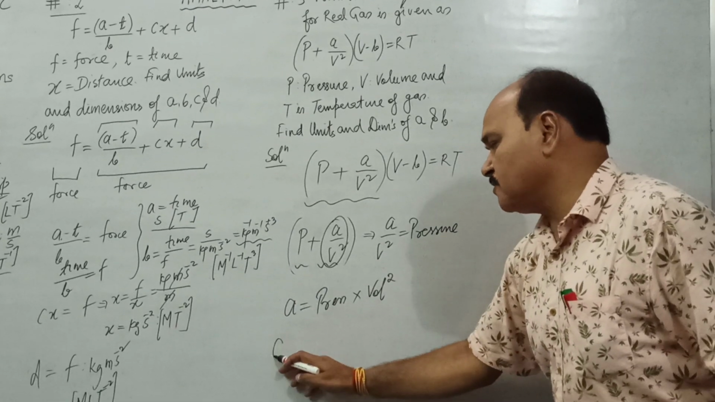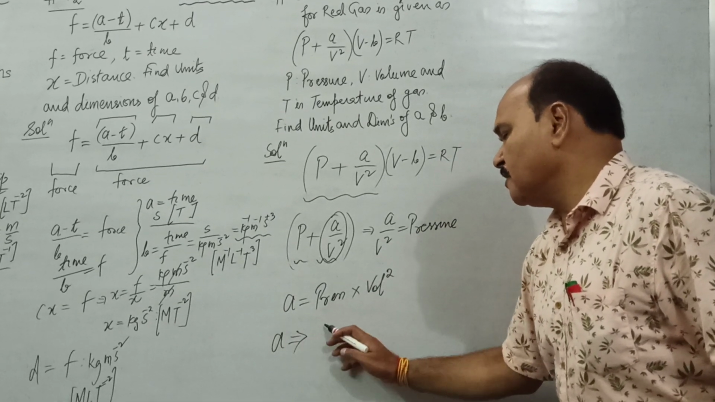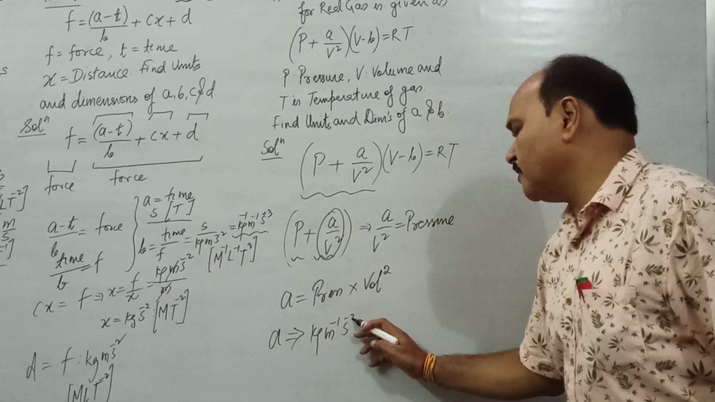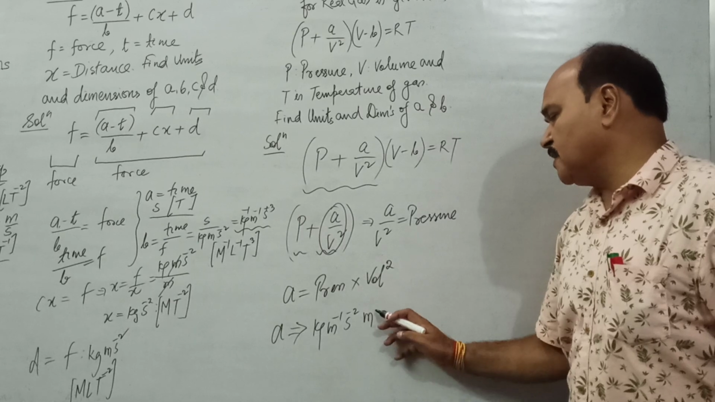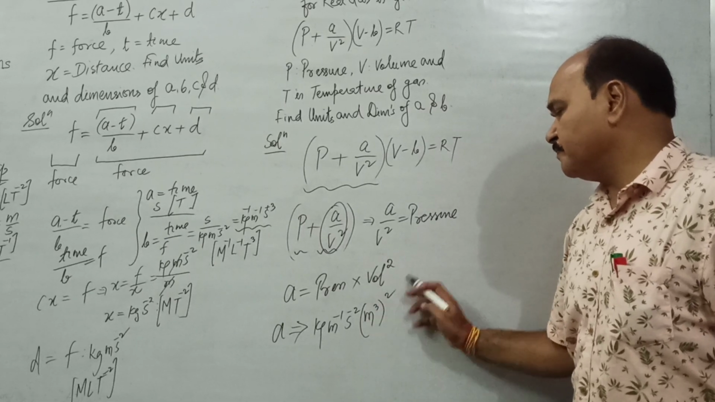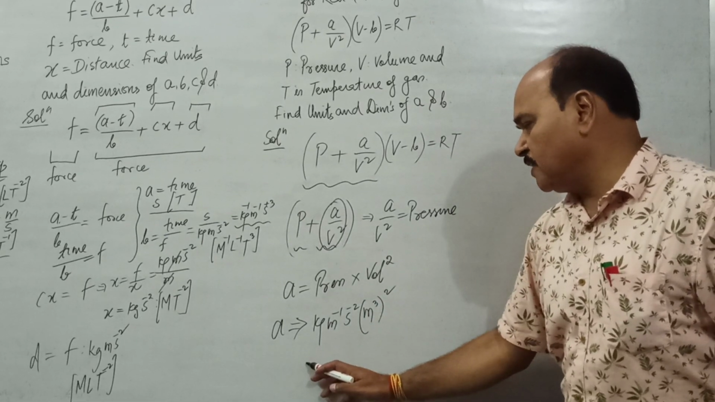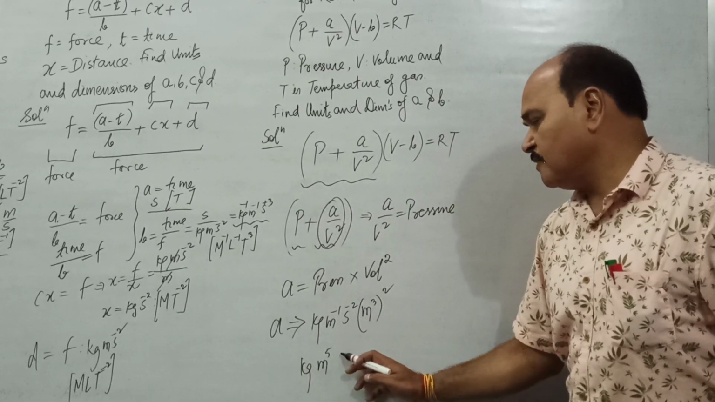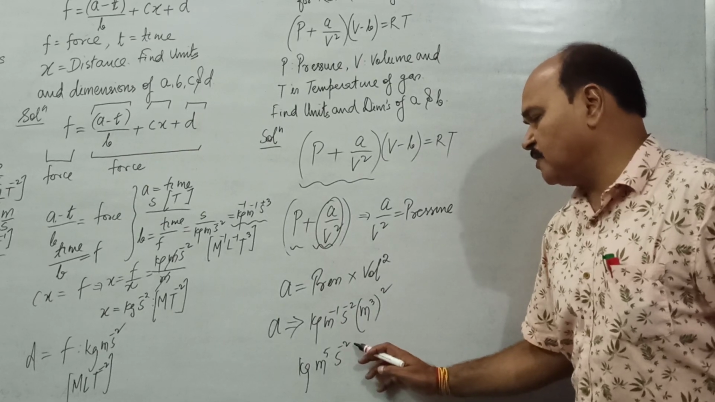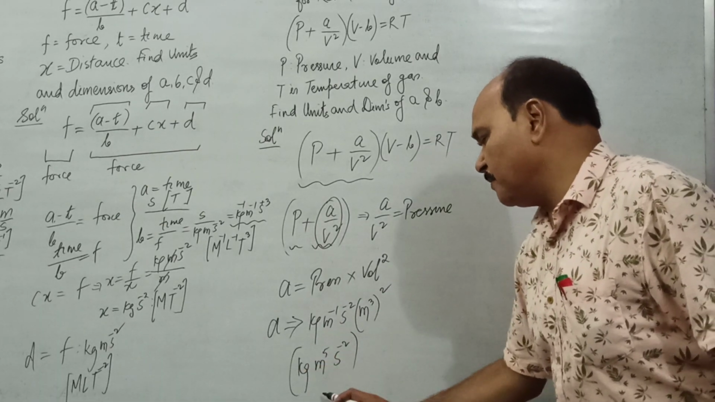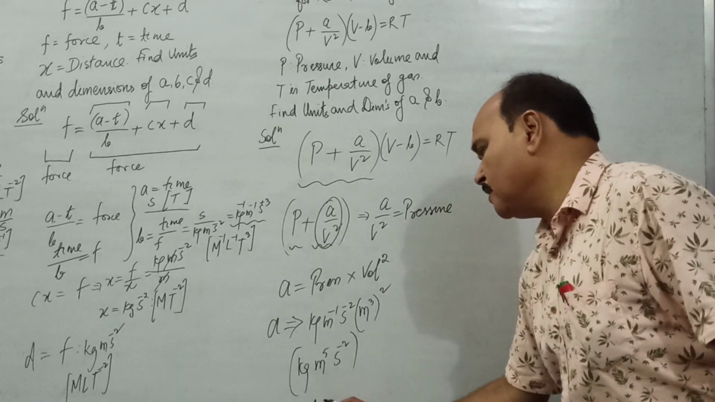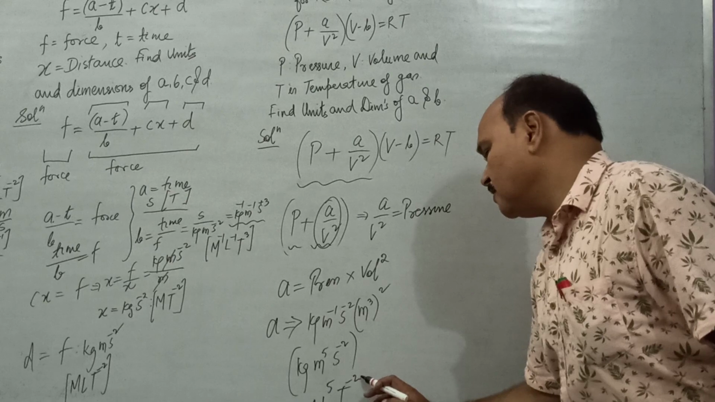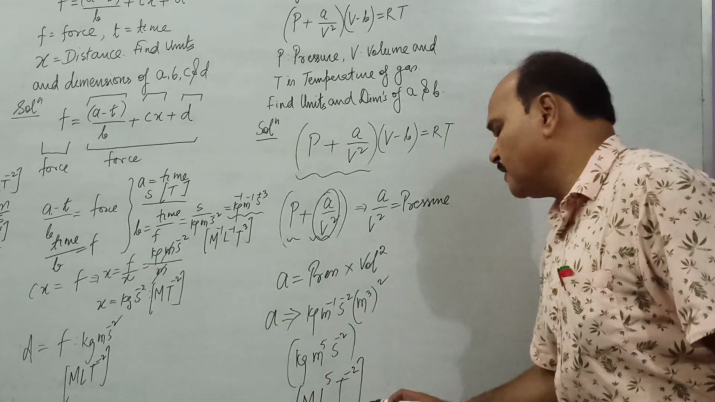That means the unit of A is going to be what? Unit of pressure is kilogram per meter per second square, and volume is what? Meter cube, and the power is what? 2. That means unit of A is going to be kilogram meter to the power 5 and second to the power minus 2. This is the unit of A, and dimensional formula is going to be M L to the power 5 T to the power minus 2. This is unit and this is dimensional formula of A.